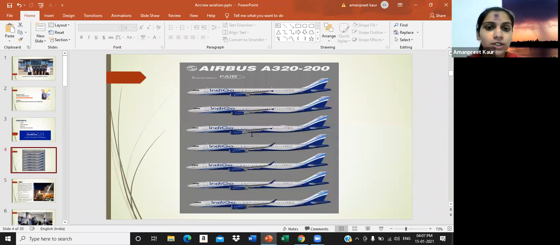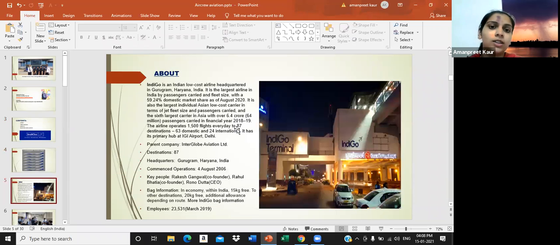First of all, this is the airline. This is the Airbus A320-200. This is the airplane of IndiGo. Now, what is IndiGo Airlines? IndiGo is an Indian low-cost airline, which is headquartered in Gurugram, Haryana, India. It is the largest airline in India, and it has the domestic market share of 59.24%, which shows it has a large domestic hold in the country.